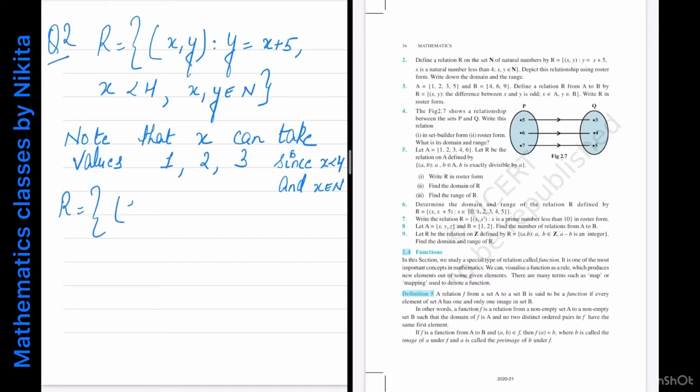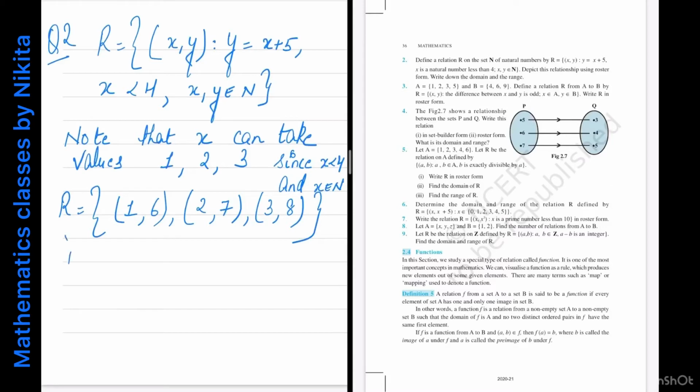If x is equal to 1, y will be equal to 6. If x is equal to 2, y will be equal to 7. If x is equal to 3, y will be equal to 8. So this is your relation R in roster form.